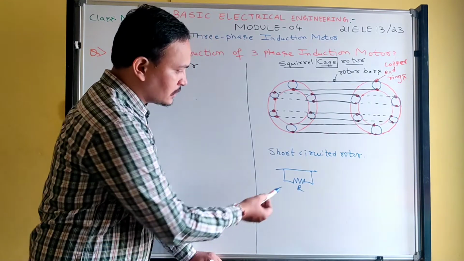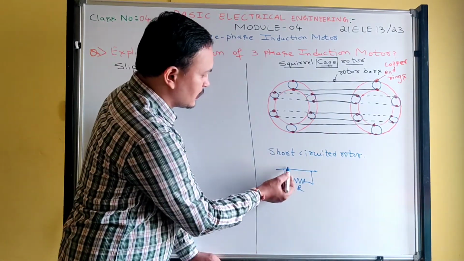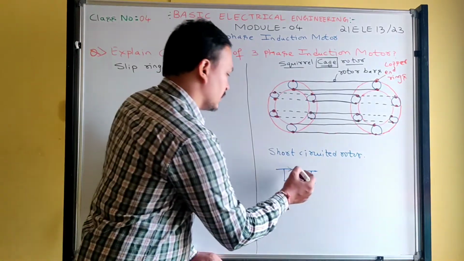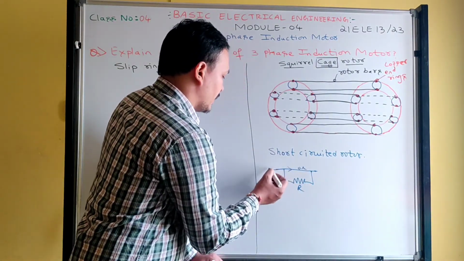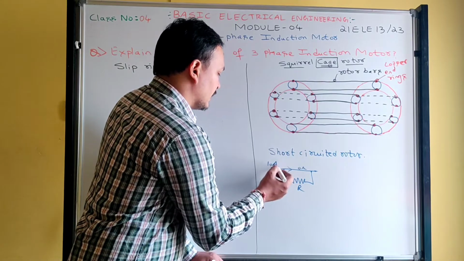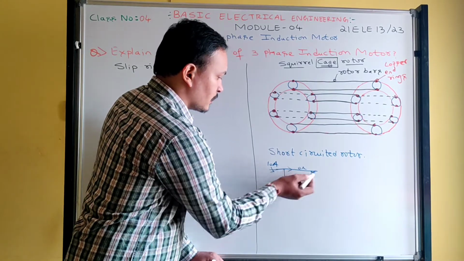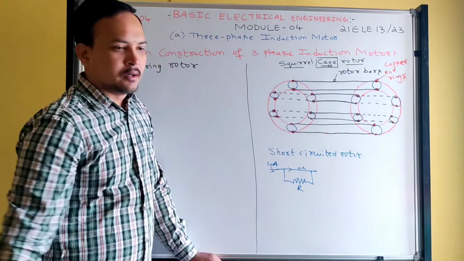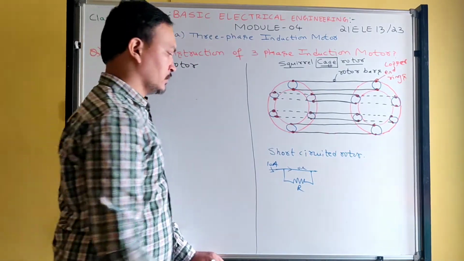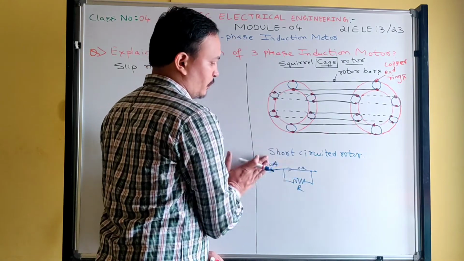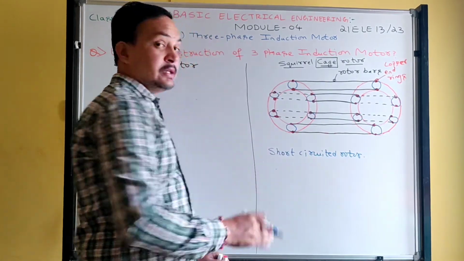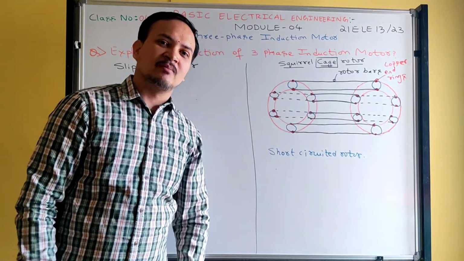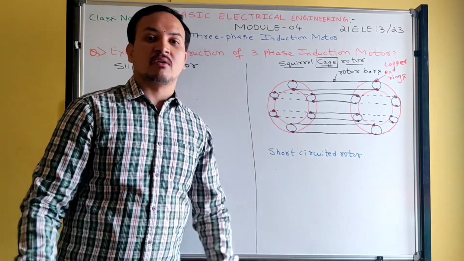will current flow in this resistor? No, because a short circuited path will have 0 ohm resistance. If I pass 10 ampere current here, the entire 10 ampere current will flow in this short circuited path only. That current will not come to the resistor. Understood? So that's why it is not possible to add external resistance to the squirrel cage rotor, because it is completely shorted.